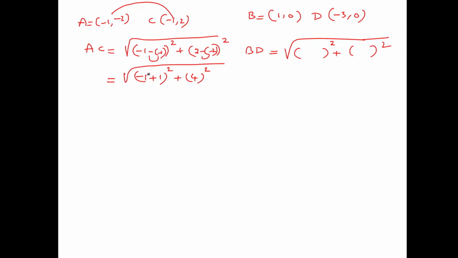So the opposite symbols, this is removed directly. So we are left with root 16. Okay, so root 16 is what? 4. Similarly, I am solving this one also.